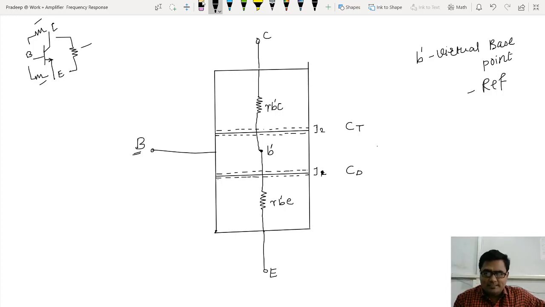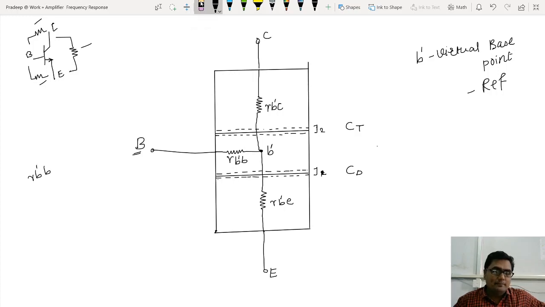Now look at this. From this virtual base to the actual base terminal, there is a small resistor. What should be the name of that resistor? Obviously the notation will remain the same, small r. Now I can write it as B dash B, virtual base to actual base. That's how I can show three resistors: virtual base to collector, virtual base to emitter, and virtual base to actual base. That resistor I will write here as r B dash B.